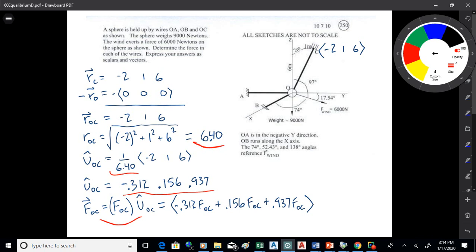So that gets me the last of the vectors I need. That is an unknown vector, but I do know its components, or I should say the coefficients in the x, y, and z directions. So negative 0.312 FOC, 0.156 FOC, and 0.937 FOC. That's based on getting the unit vector. So the idea there is I don't yet know its magnitude, but I know which direction it points. So I can use that.